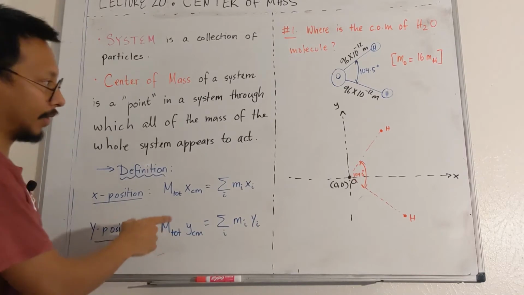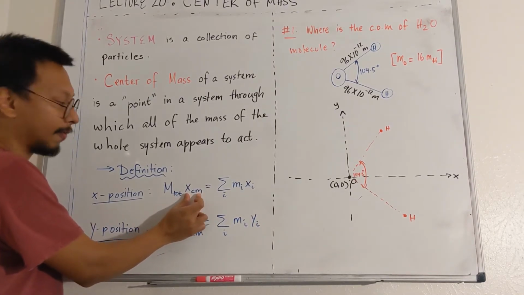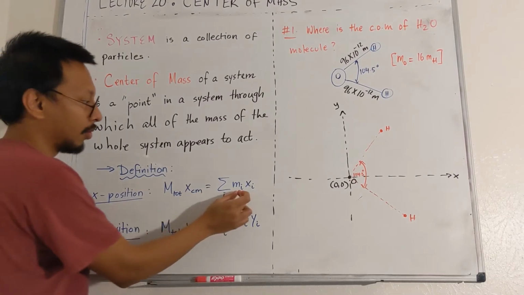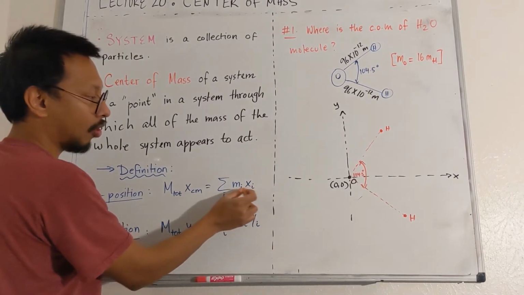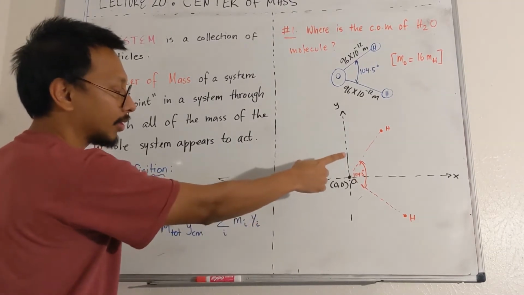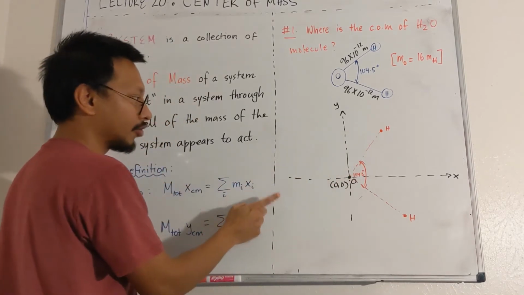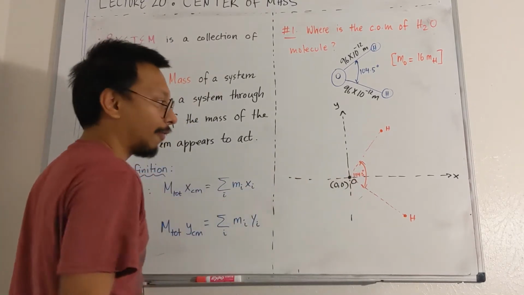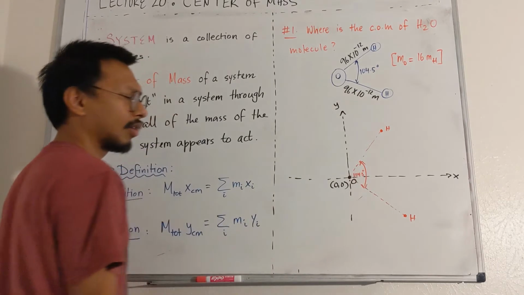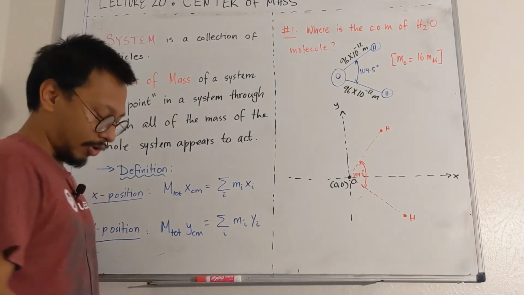Now remember that our definition was to find the x coordinate of the center of mass. We have to find each of the x coordinates of each of the particles in the system. How many particles are there in the system? 3 particles: oxygen, hydrogen, hydrogen. So our first job would be to find the x coordinates of all these different atoms in the system. Alright, so let's go ahead and do that.